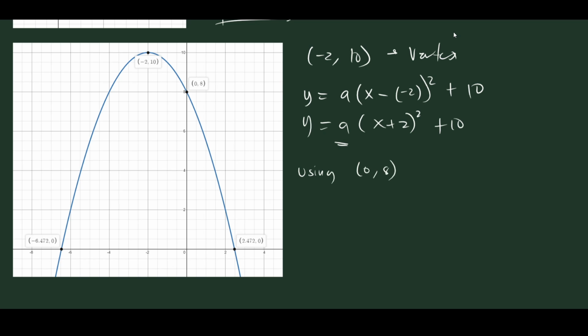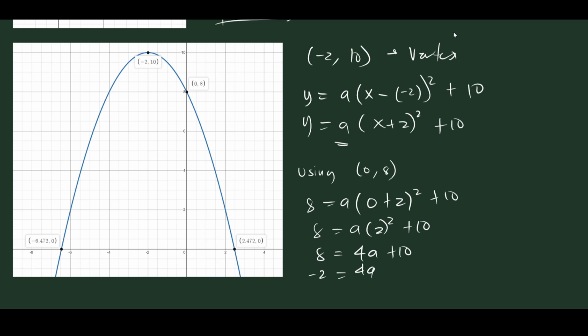If we substitute that, we will get 8 is equal to a times (0 plus 2) squared plus 10. So 8 is equal to a multiplied by 2 squared plus 10. 8 is equal to 4a plus 10. If we subtract 10 from both sides, we get negative 2 is equal to 4a. Therefore, our a is equal to negative 1 half. It makes sense, since our parabola is facing downward.